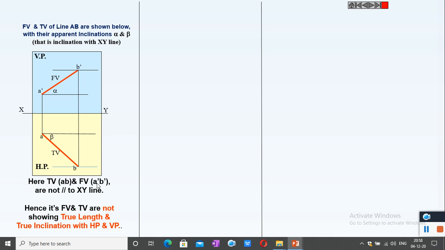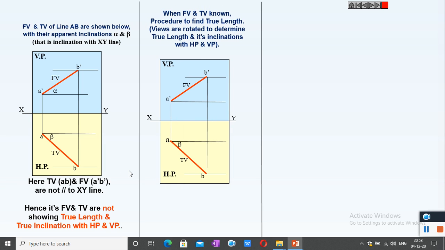Top view AB and front view A dash B dash are not parallel to the XY line, hence its front view and top view are not showing true length and true inclination with HP and VP. When front view and top view are known, here is the procedure to find the true length. Here the views are rotated.